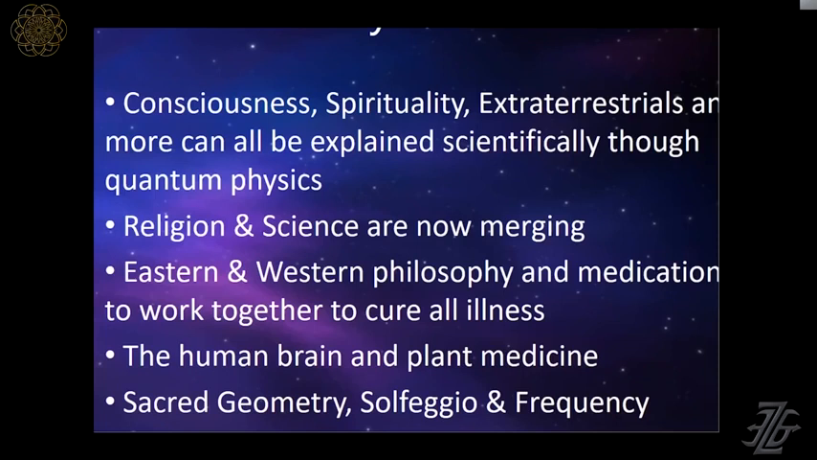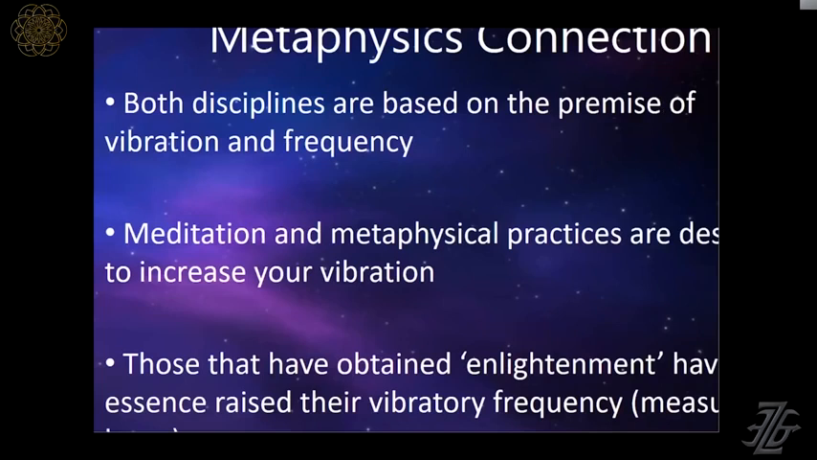So also, the human brain and plant medicine. I want you to get an understanding of how the human brain works and how that connects to DMT, and then even plant medicine such as ayahuasca, iboga, and mushrooms. And then lastly, we're going to talk about sacred geometry and then go into solfeggio frequencies and the history of the solfeggio tones. So we're going to cover quite a lot today.